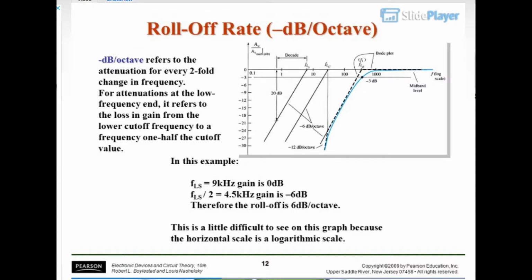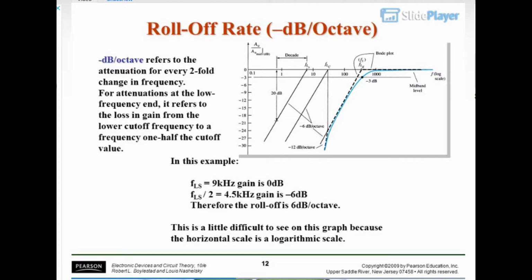11. Roll-off rate, decibel/octave. Decibel/octave refers to the attenuation for every 2-fold change in frequency. For attenuations at the low frequency end, it refers to the loss in gain from the lower cutoff frequency to a frequency 1/2 the cutoff value.